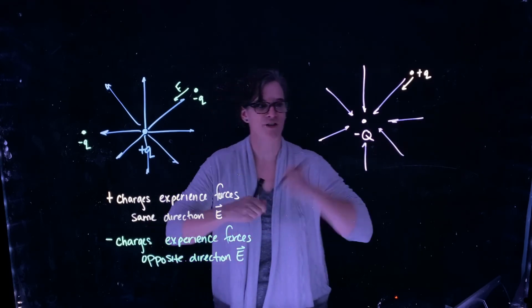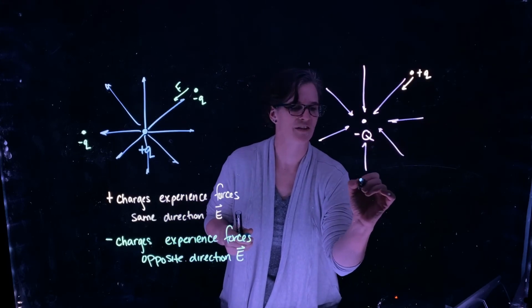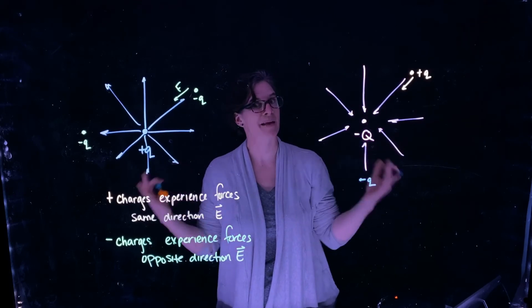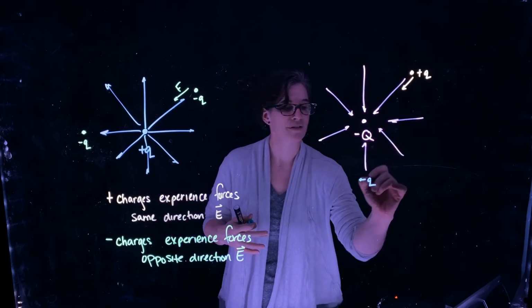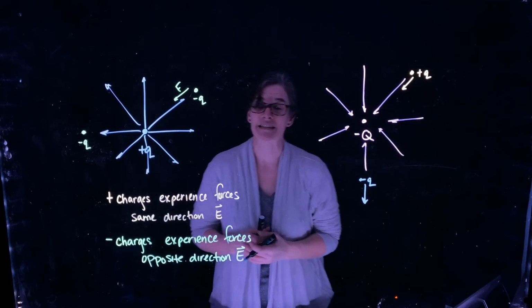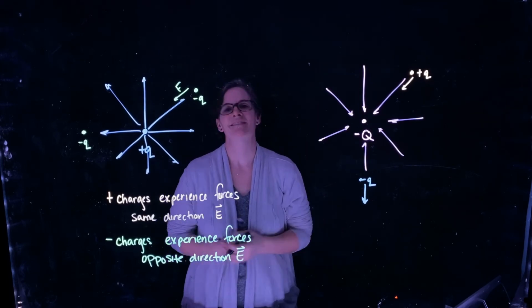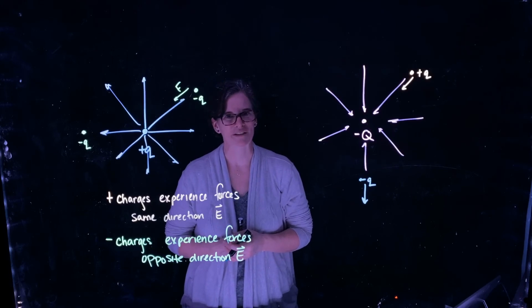Well, what about a negative charge? We'll put a negative charge down here. Well, a negative charge and a negative charge repel each other. And so the force that this charge feels is in the downward direction. And again, that's opposite the direction of the electric field.